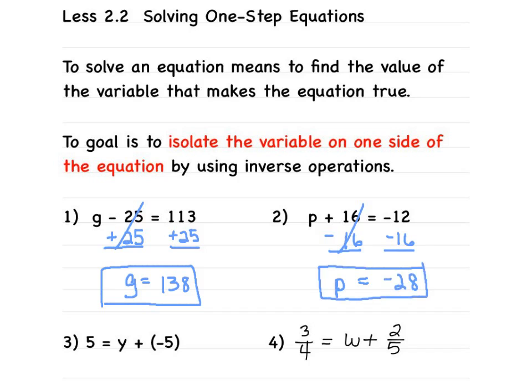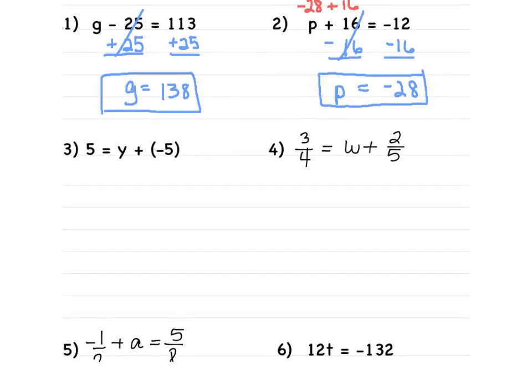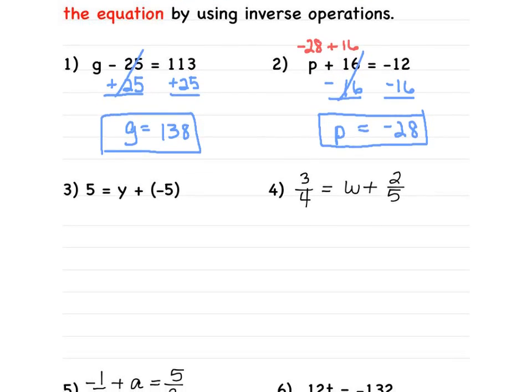It's, again, a very good idea to go back and substitute negative 28 for P in our original. Let me show you. Go back up here and substitute negative 28 for P, and make sure that negative 28 plus 16 really does equal negative 12, and it does. Okay. Number three. 3 and 4, go ahead and do on your own. Pause the video now and work on those, and we'll come back and check your answer.